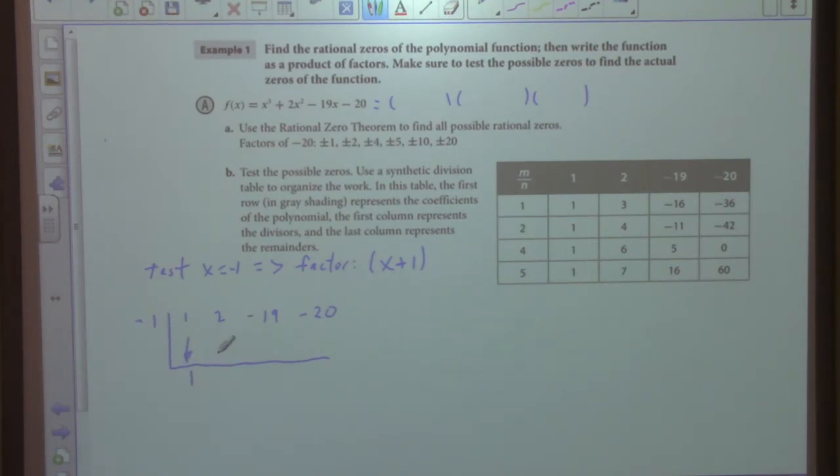And so now what do we have here? 1, negative 1. Okay, good. So you get 1, and we get 1 here, and that would give you negative 1 again. Negative 1, so that would give you negative 20, negative 20, and then you do 20, and that would be 0. Okay, so now, is x plus 1 a factor? Yes, it is. So we're going to put x plus 1 right up here.